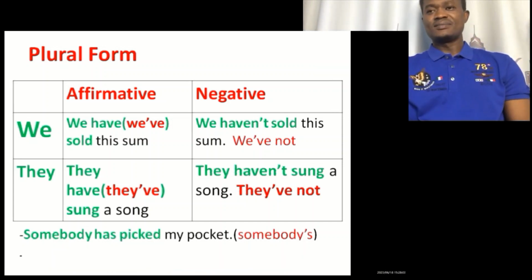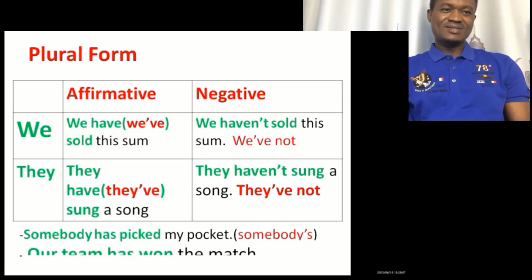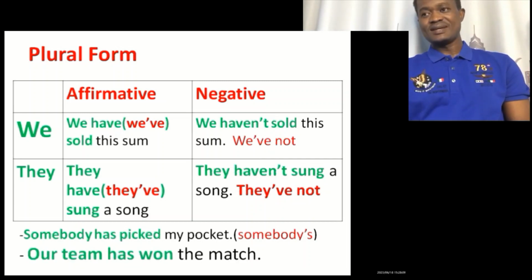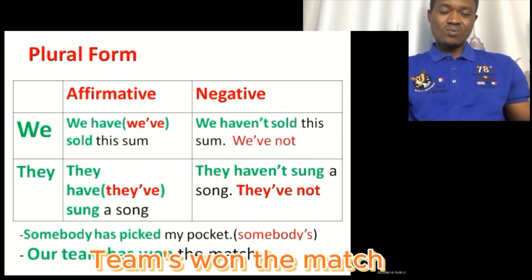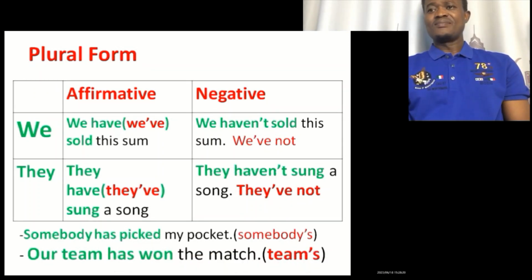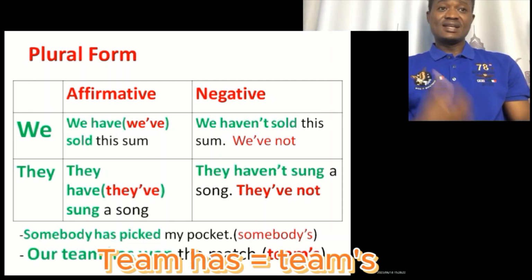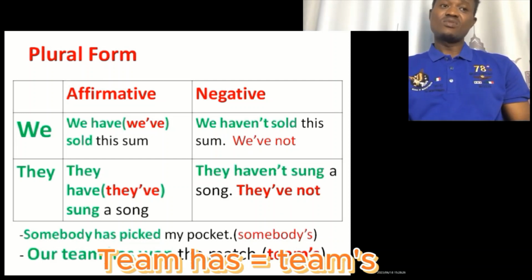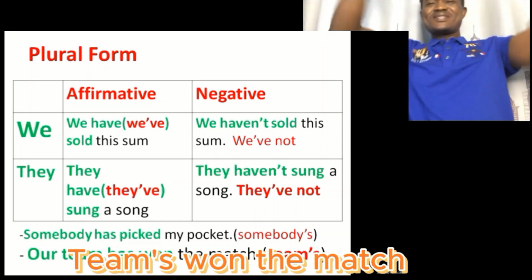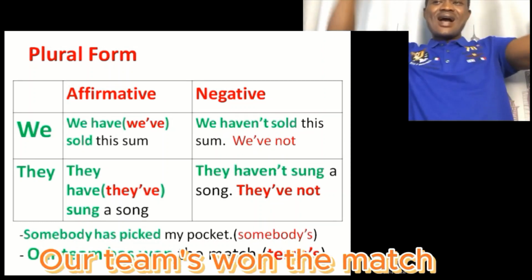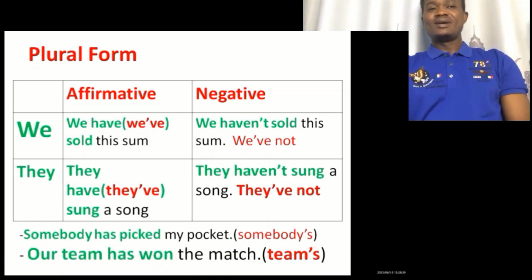Okay, guys, let's go. Our team has won the match. When we say it fast, it's going to be team's won the match. Team has, the contraction is going to be team's won the match. Wow! Our team's won the match. All right, guys.